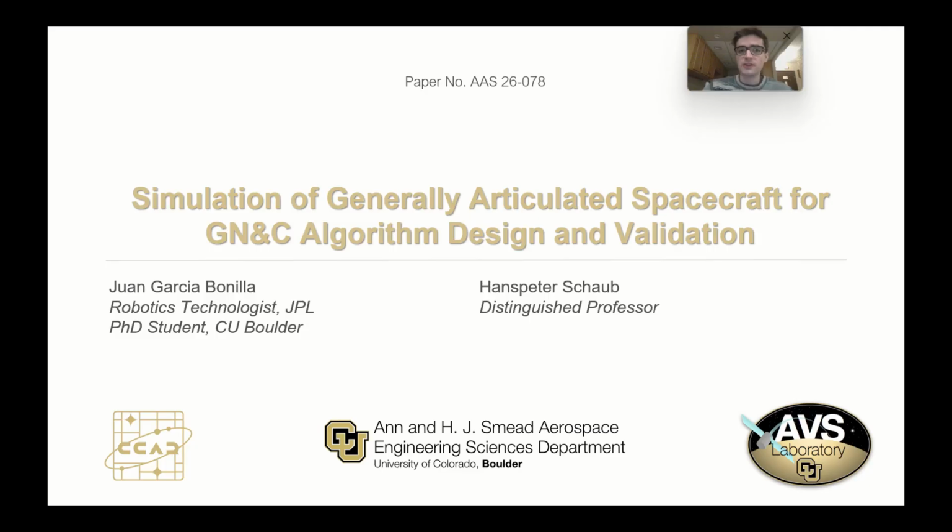I'm a robotic technologist at JPL and a PhD student at CU Boulder. And I'm working with Hans-Peter Schaub at the ABS Lab to develop simulation tools. And today, in fact, I'm going to talk about a simulation tool for generally articulated spacecraft for GN&C algorithm design and validation. So let's start with what we mean when we say generally articulated spacecraft.